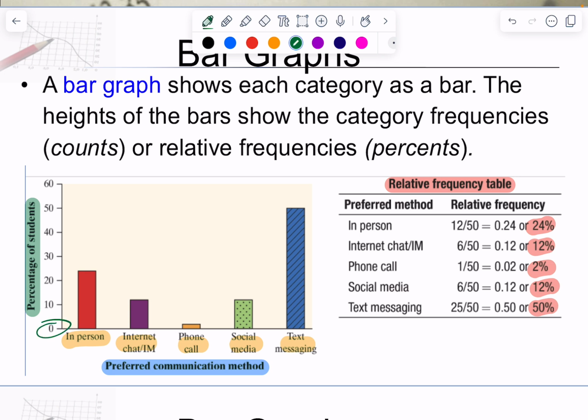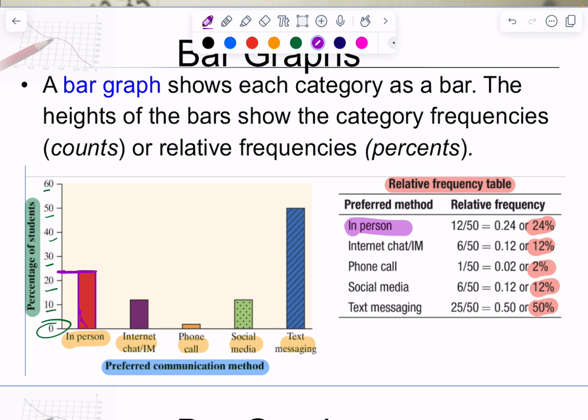That's going to be a point we make on this next slide. Then we went in even increments of 10 all the way to 60 to make sure that we can account for the largest percentage in our data set. All that happened here is that we took the percentage from the frequency table and created a bar with that height on our graph. So when we had the in-person communication, that was 24%. We went to 24% on our y-axis, and we drew a bar at that height, creating the bar for that particular category.